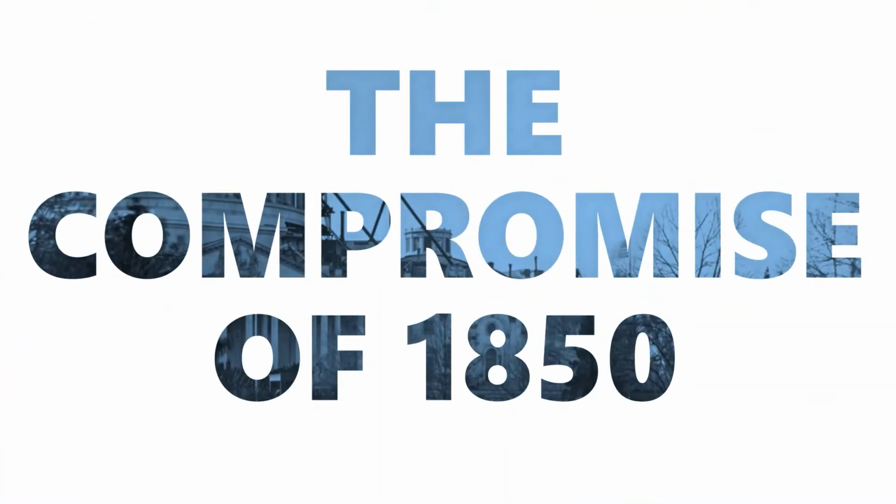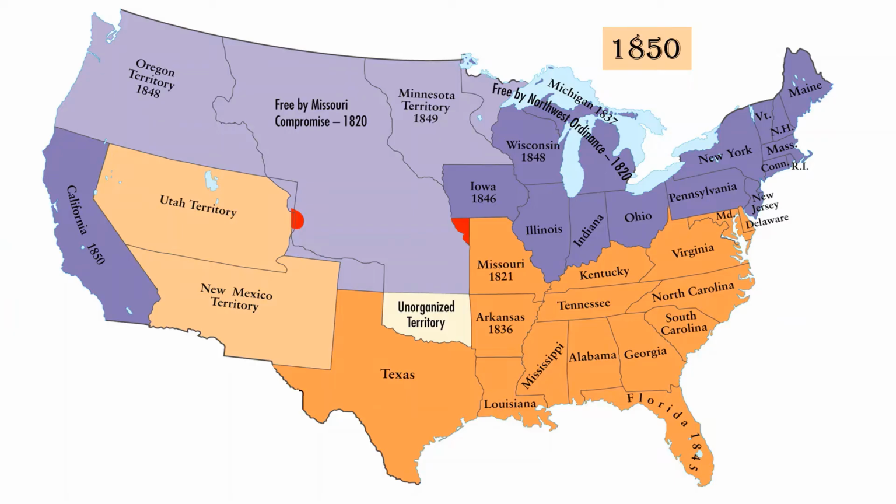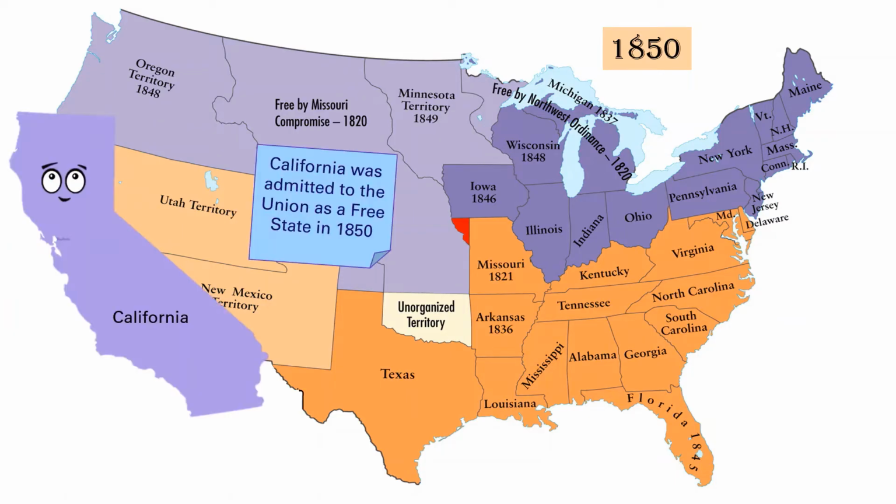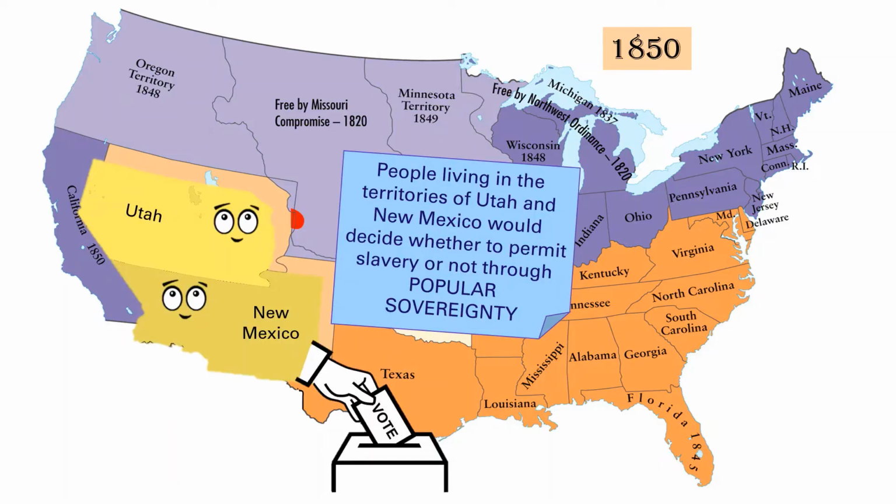The Compromise of 1850. In 1850, the state of California joined the Union as a free state. The territories of Utah and New Mexico were open to slavery through popular sovereignty, meaning that the residents of those territories would vote to decide on the issues of slavery.